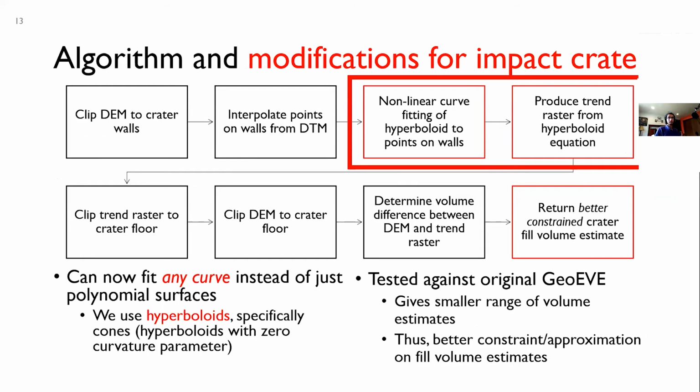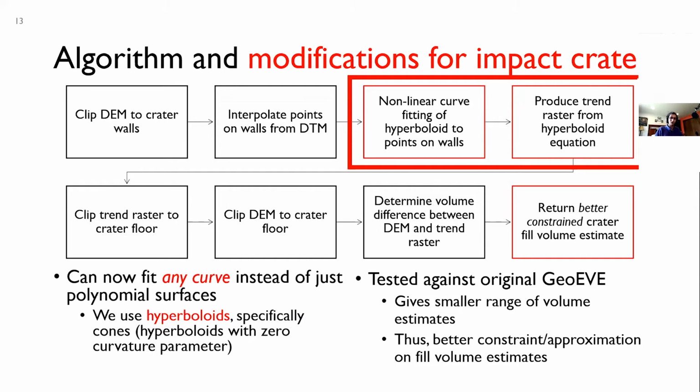Now, when we use hyperboloids, there's an annoying mathematical thing: there's a parameter in the hyperboloid equation that controls how pointy it is, and you can't get that from a regression of the walls. So we specifically use cones in this case, but we're working on it. We're going to figure out how to better parameterize that curvature value.